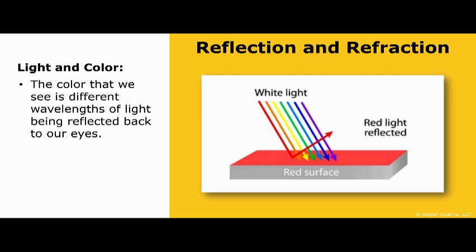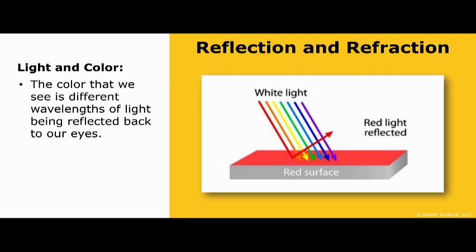Light and color. The color that we see is different wavelengths of light being reflected back to our eyes. That's what color is, different wavelengths. If you've done a simulation, what is it called? Intro to waves, I believe. When you look at the light portion of that, you actually see changing the frequency, which changes the wavelength as well.